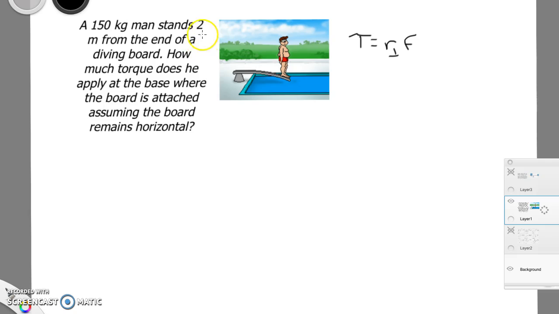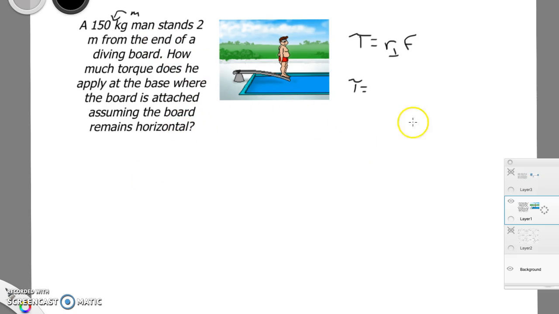In this case we have somebody standing on the edge of a diving board. They're exerting a torque because they're pushing down on it, exerting a rotational force on it. They're 2 meters from that rotational point, the fulcrum, and so that would be our radius, and then this is the mass, and so the force would be their weight. Given those two things, go ahead and calculate the torque exerted by this person.